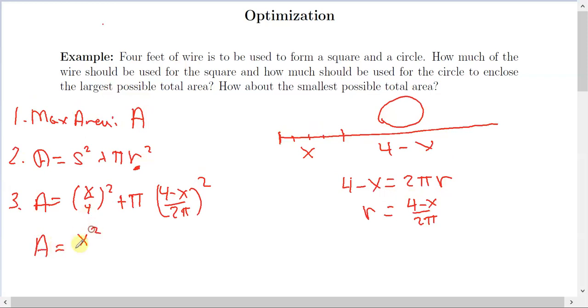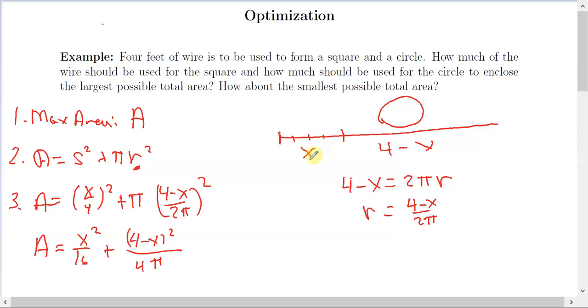And this will all simplify a little bit. I'll get x squared over 16 plus, here when I square, my numerator is going to be 4 minus x squared. The denominator would be 4 pi squared. Canceling one of the pi's, I'm going to get 4 pi. So it's a kind of messy looking formula, but this would give me the different areas based on whatever x you want to put in here.